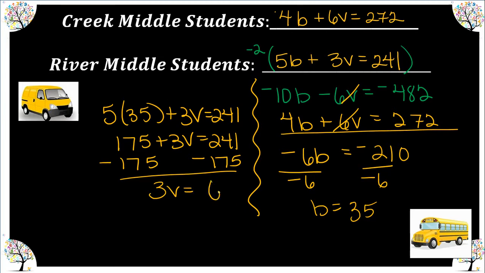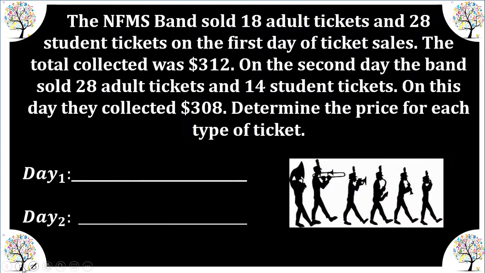That gives us 66. And then when we divide by 3, the number of students per van is 22. 22 students per van and 35 students per bus.